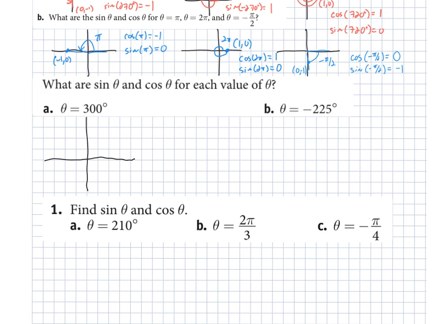So for 300 degrees, I realized pretty quickly, it's rotating all the way around, but I am 60 degrees short of the x-axis again. So this would be 300 degrees. That leaves me with a reference angle of 60 degrees in here. And I'm trying to figure out what would that sine or cosine be.